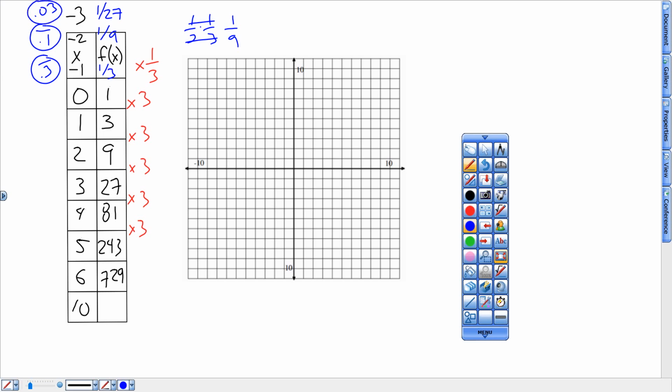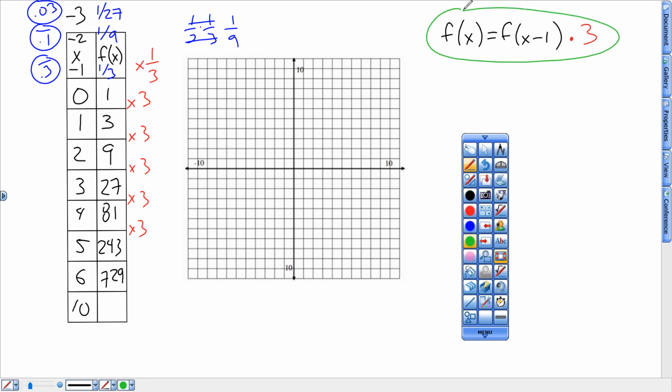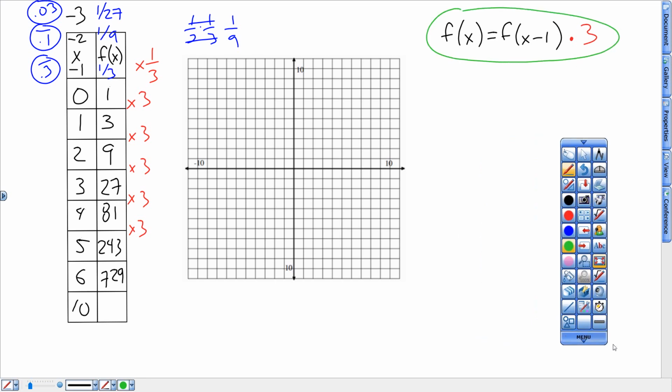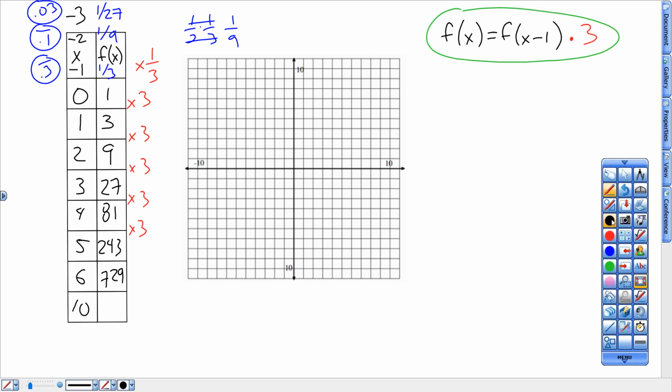1 divided by 3, 0.333. 1 divided by 9, 0.1 repeating. 1 divided by 27. I want you to write the recursive form. I didn't have you use it for this. I just want you to see that for this one, you're timesing by 3. First word is contest. Contest. All right, that's recursive. Explicit, here we go.